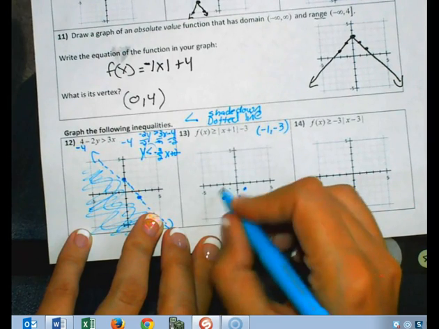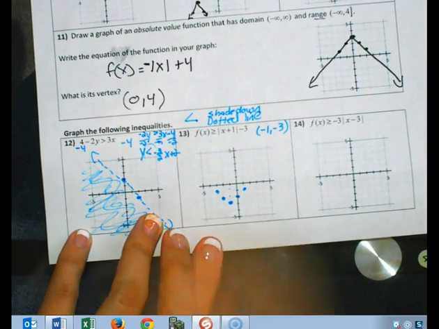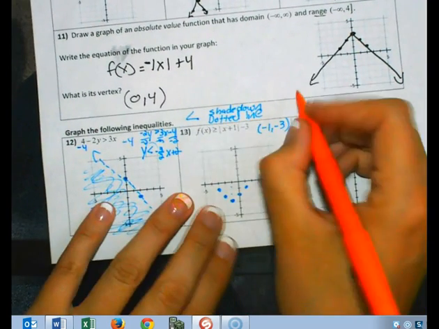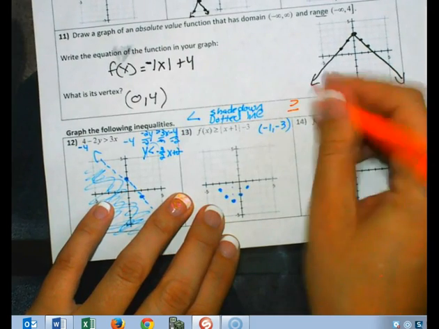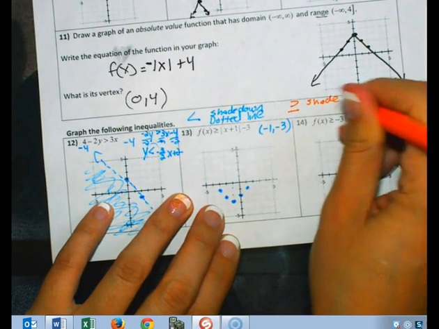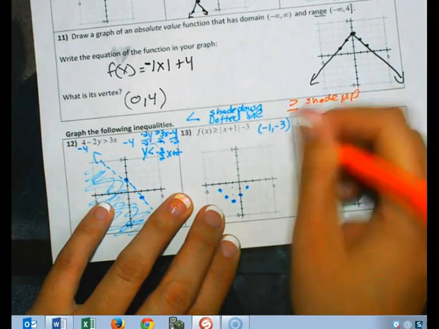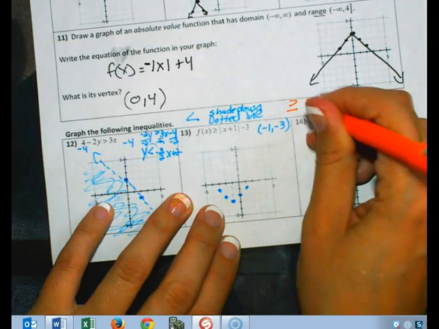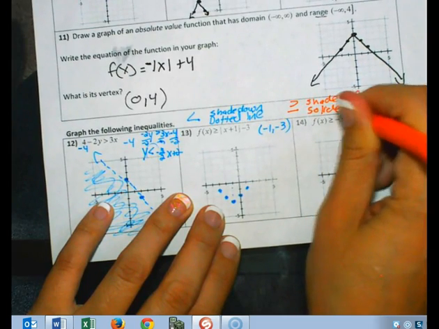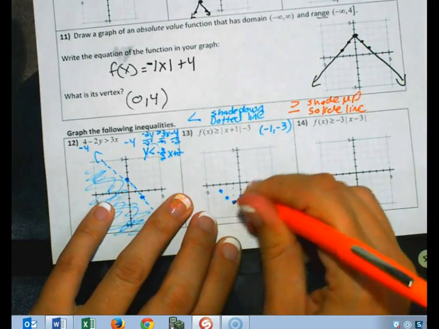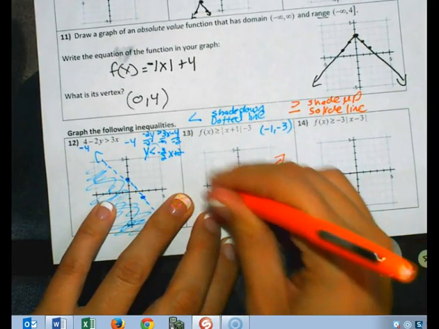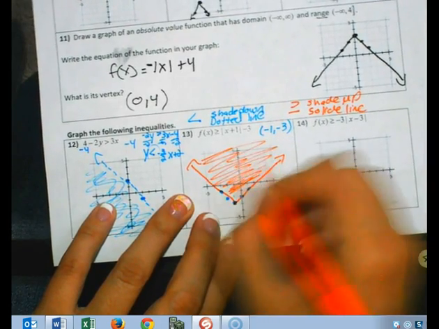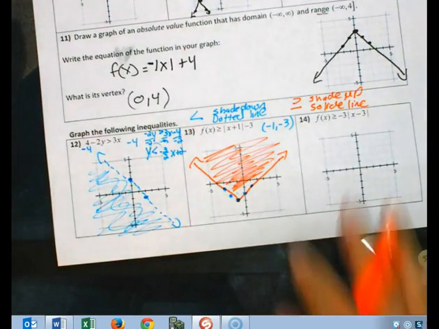Now, what you want to be careful of is don't sketch that in until you read the symbol here. So I have the greater than or equal to, which means shade up, and the equal to means we're going to have a solid line. Okay, so I'm going to go ahead and sketch that in. Solid line, and then we're shading up. Okay, all right, the last one.